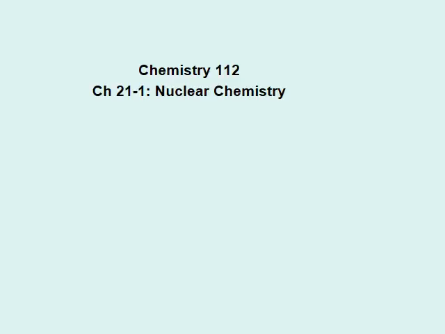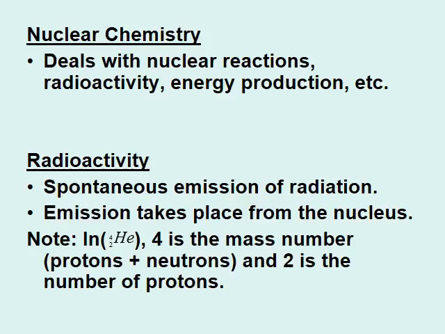In this section of chapter 21, we discuss nuclear chemistry. We're going to define what nuclear chemistry is and what kind of particles are given off in these types of reactions. Nuclear chemistry deals with nuclear reactions, radioactivity, and energy production.